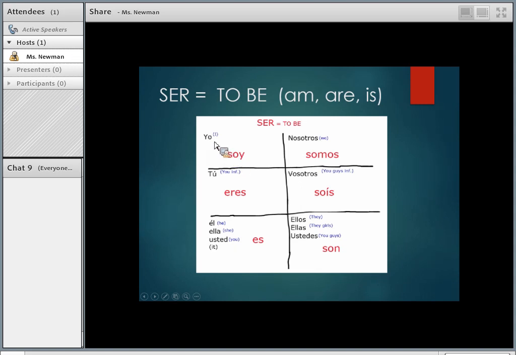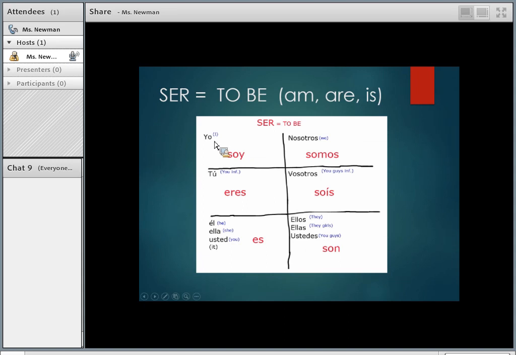So repeat after me. Yo soy. Tú eres. Él es. Ella es. Usted es. Nosotros somos. Vosotros sois. Ellos son. Ellas son. Ustedes son.